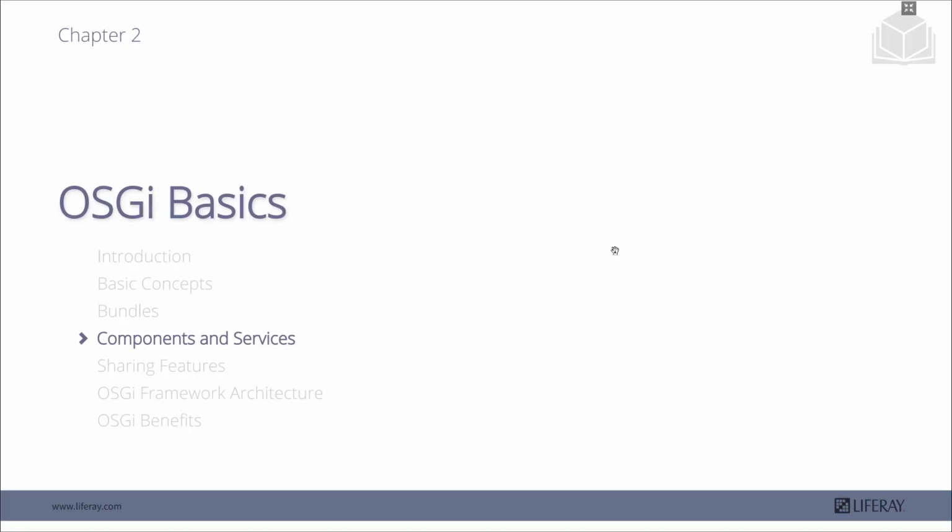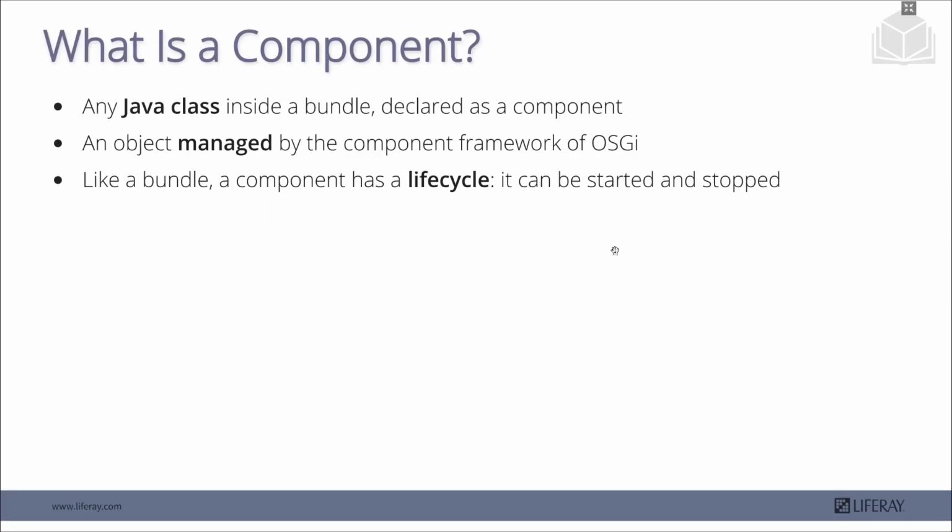So now that we've talked about what bundles are and how they work, let's talk about what goes inside of bundles as we move our conversation over to components and services. Let's first define what exactly is a component. First and foremost, we have a more formal definition. A component is an object that provides some sort of functionality. But practically speaking, a component is going to be expressed as a Java class inside of a bundle.